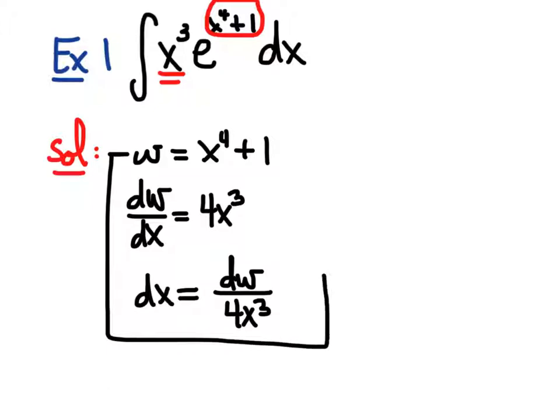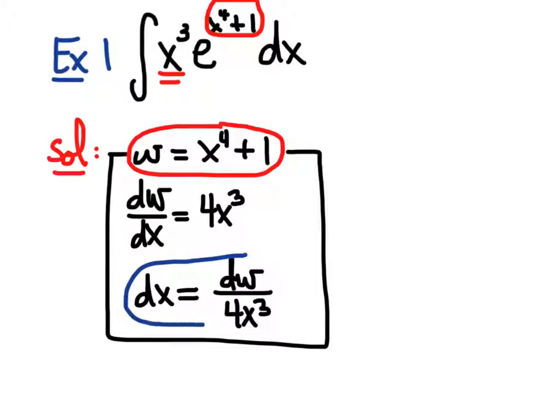Alright, so this is where all of the work for our substitution is done. The two key things here to know are that this is what we set w to be, and this is what we found dx to be. Those are the two substitutions that we're going to make for dx and for w. So we go ahead and make those substitutions.